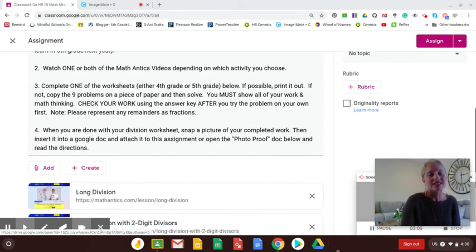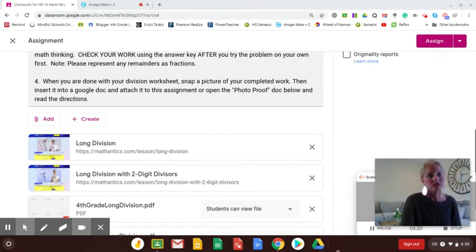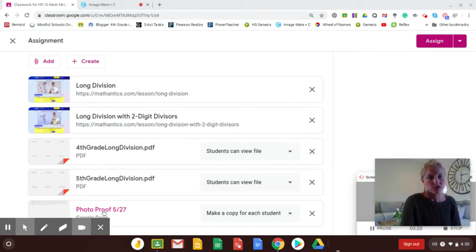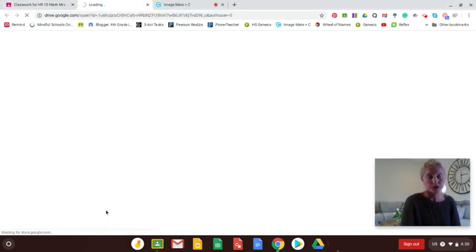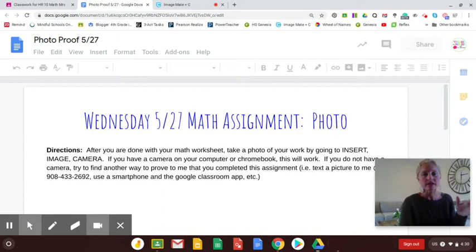When you're all done with your division worksheet, whichever one you choose, you're going to snap a picture of your completed work and then insert it into a Google Doc and attach it to this assignment. And if you're not sure how to take a picture, it's really easy. I even have the directions located on the photo proof document as well. I'm just going to pull it up. You do not have to insert your picture on this document. If you can figure out another way to do it, go for it.